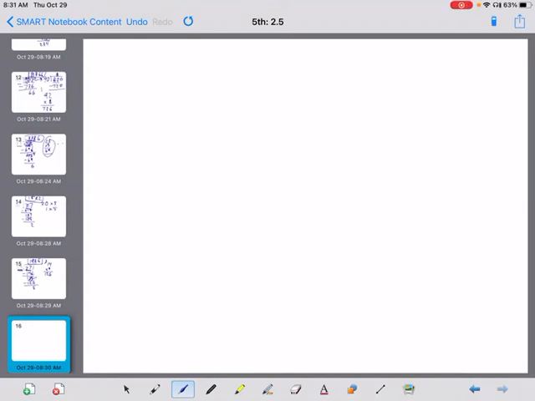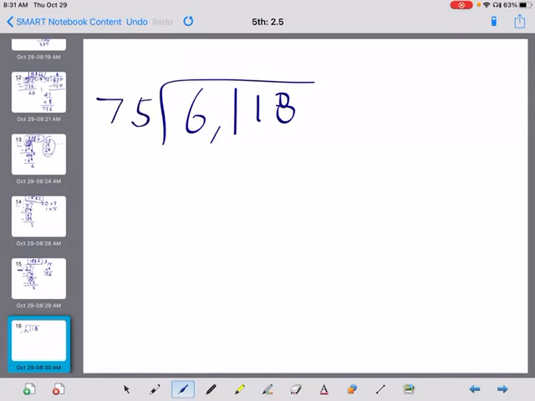All right, and our day 2 assignment here, starting off on the top of page 87, says divide a 4-digit number by a 2-digit number. So we've got 6,118 divided by 75. So that's going to start off similar to how we've done it before.